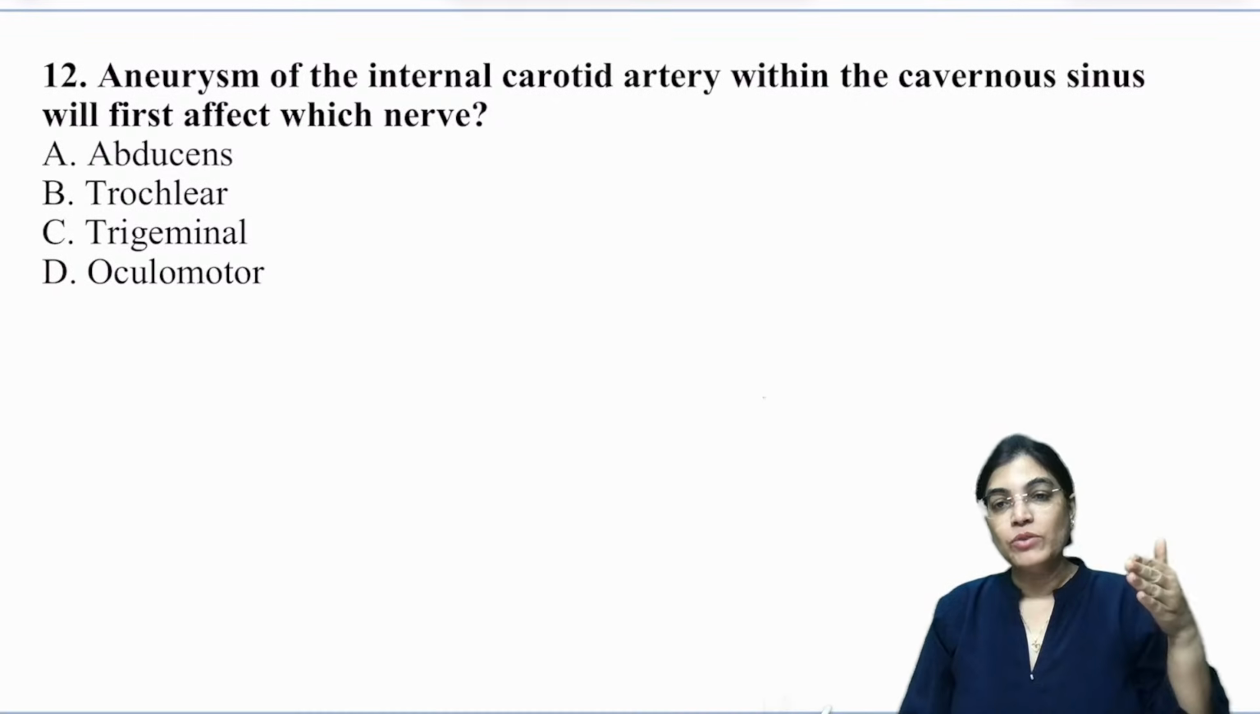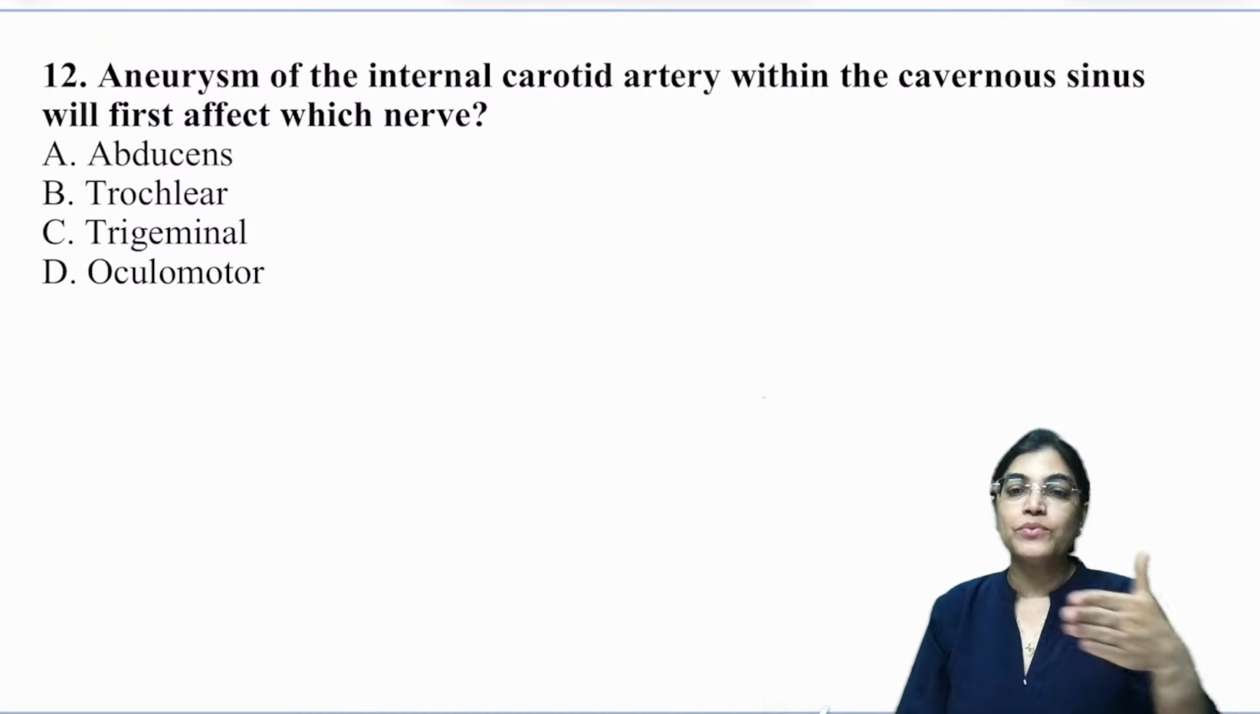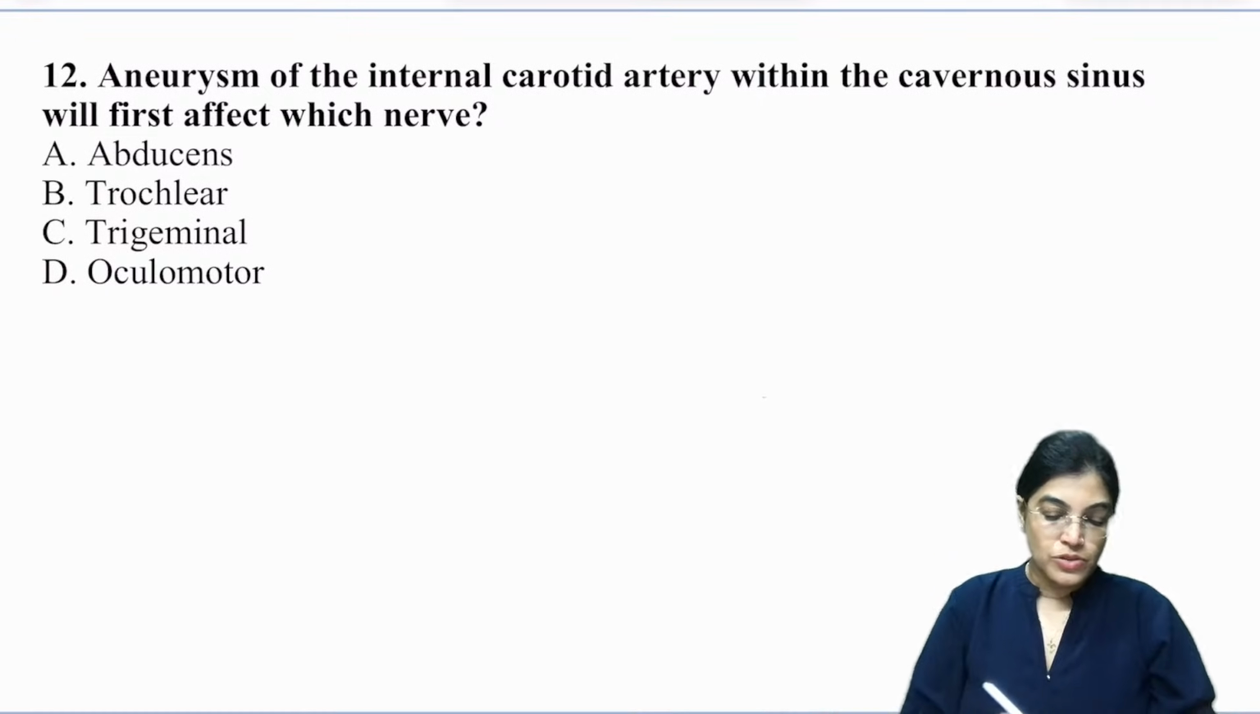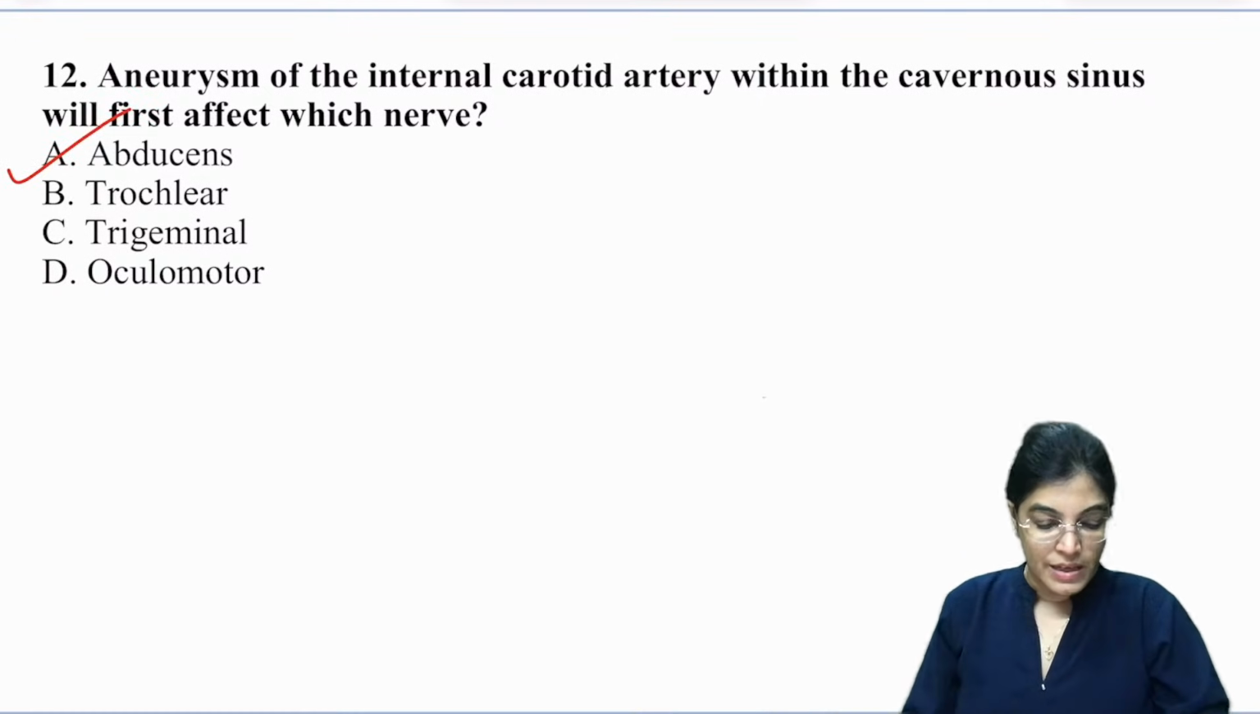If I talk about the structures passing through the cavernous sinus, we have the sixth cranial nerve and the internal carotid artery. So the nerve affected first is the abducens nerve, the sixth cranial nerve. Absolutely great answer, dear. Absolutely correct.